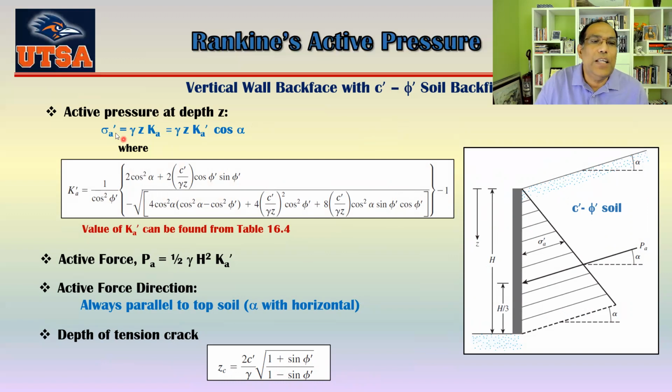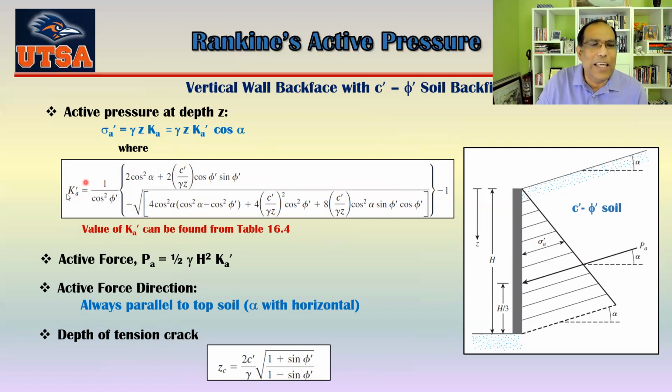In that situation, your active pressure would be gamma Z Ka cosine Ka prime cosine alpha, while your Ka prime is this equation. The value of Ka prime can be found from your table 16.4. I also gave you the information in the spreadsheet. So if you plug in that value C prime, your gamma, and change your Z, then you will find your Ka prime.